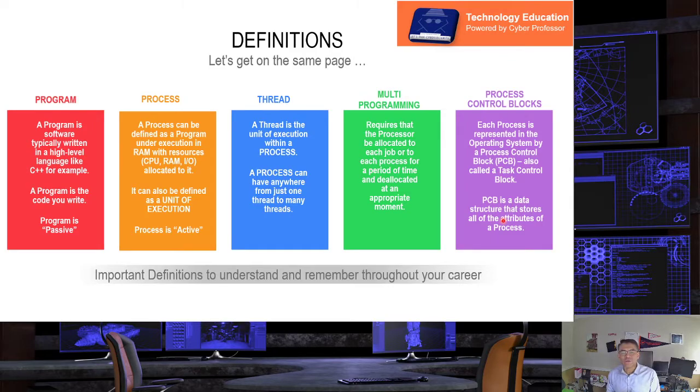so then the resources that are part of the computer system, CPU, memory, input and output devices, can be allocated to those processes that are part of the different activities taking place in a computer system. So again, these are important definitions for you to understand and remember, not only for this course but throughout your career in technology.